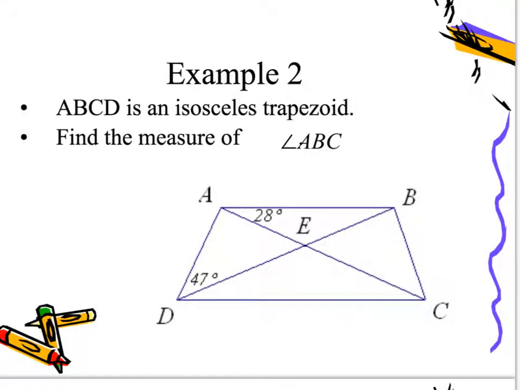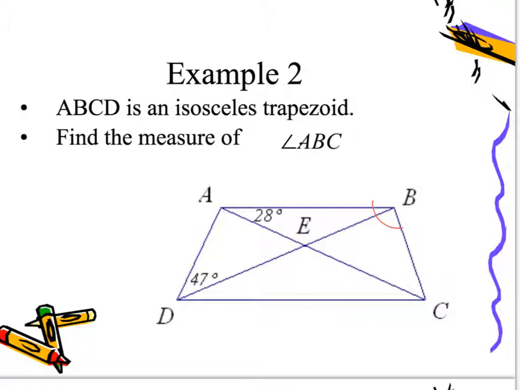So I've got ABCD is an isosceles trapezoid. Find the measure of angle ABC. So we're looking for this angle right up here. I'll give you guys a moment to think about that, and then we'll go through.